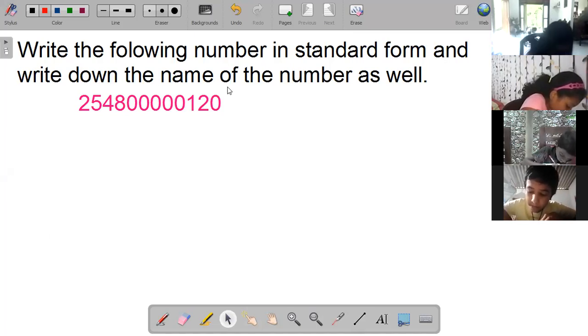Right? Can you understand what you have to do? What you have to do? First you have to write the standard form, okay? Standard form means divided into periods.